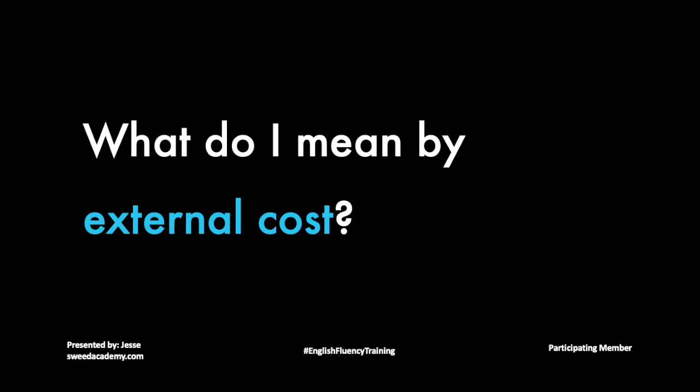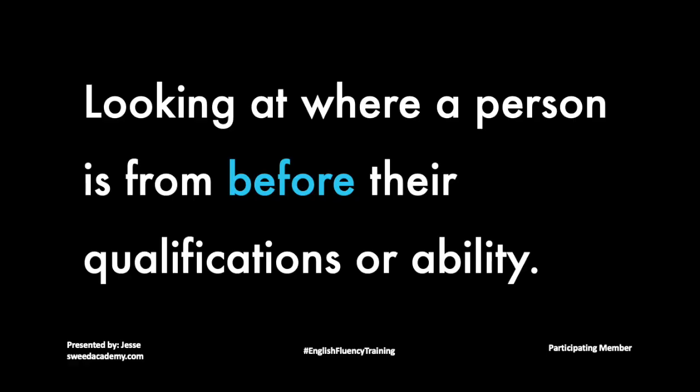But today we're talking about external cost, and the question comes, what do I mean by external cost, right? What do I mean by that? Essentially, what I'm talking about is when you're looking for teachers, when you're looking for academies, when you're looking for someone to teach you and work with your English, you're actually looking for where a person is from before their teaching qualifications, right? Let me say that again, and I'll put it on the screen. You're looking at where a person is from before their qualifications or ability.